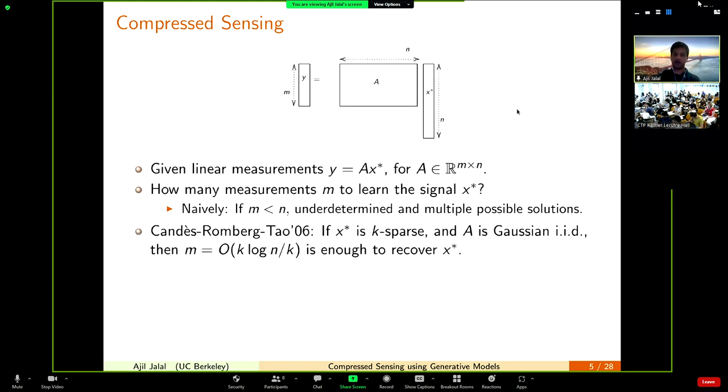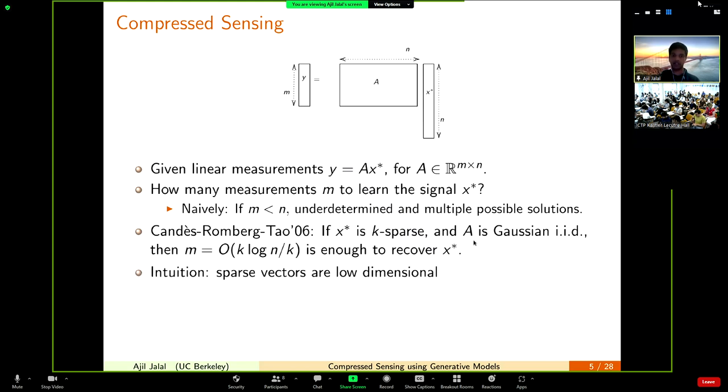However, if you impose additional structure on this problem, it's indeed possible to recover X star exactly using very few measurements. So for example, the seminal result by Candès, Romberg, and Tao in 2006 showed that if X star is k-sparse, meaning that it's a large vector, but the number of non-zero entries are at most k, and the rest of the entries in the vector are zero, then the number of measurements you would need scales as the number of non-zeros times the logarithm of the dimension of X star. And this also assumes that A, the measurement matrix, has some nice properties. So for example, if it's drawn Gaussian IID, then it will satisfy these nice properties.